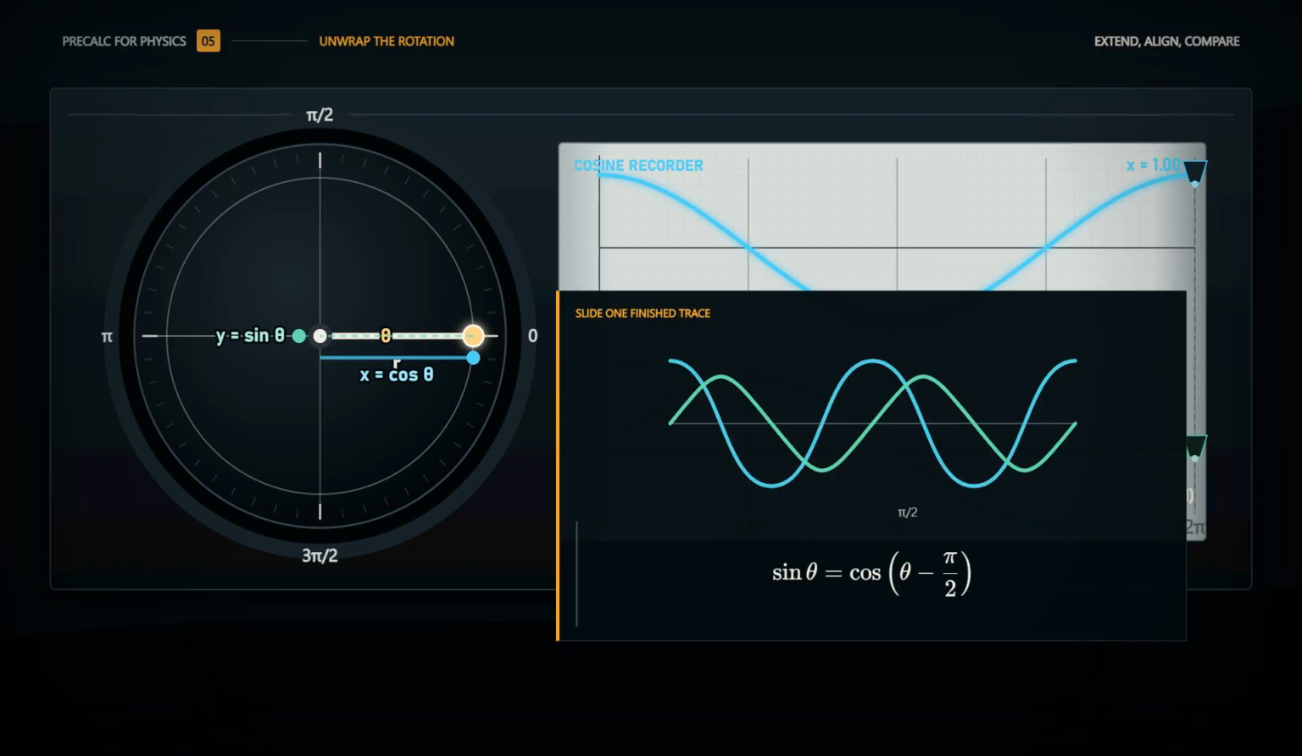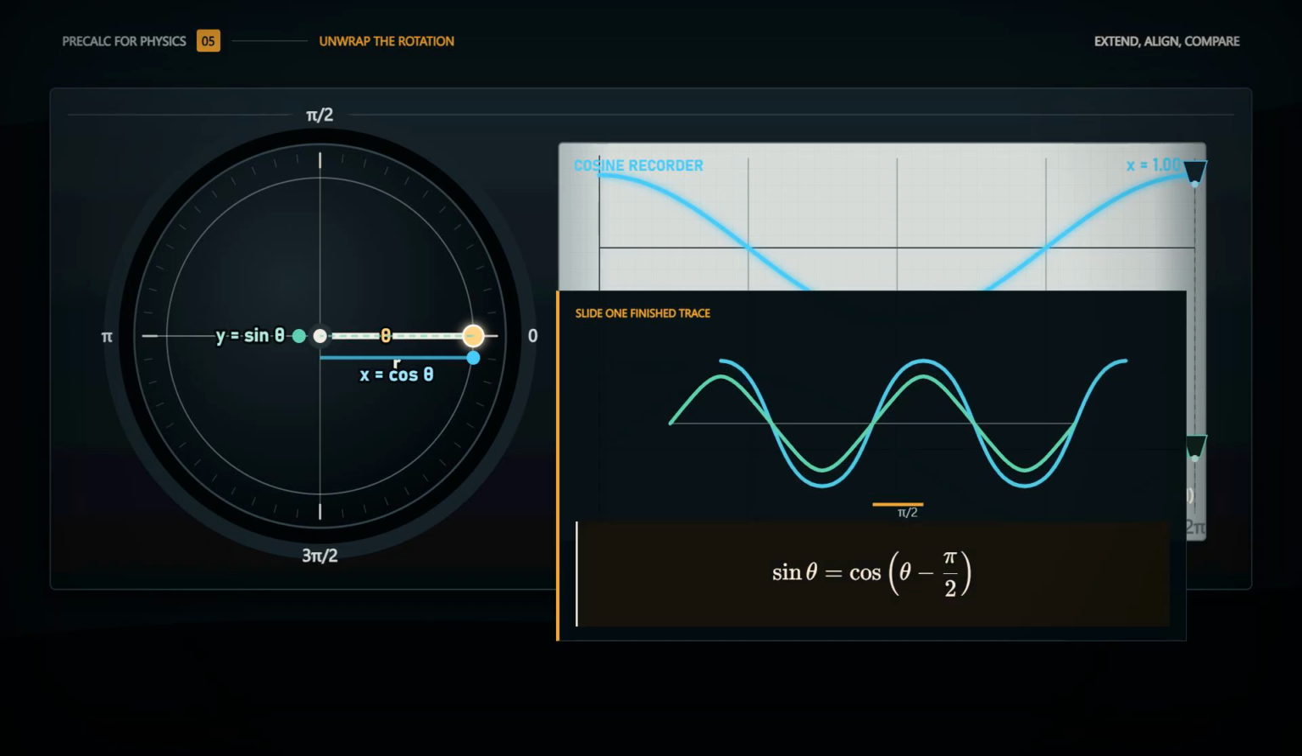Now align the two finished traces. The sine curve has the same shape as the cosine curve, shifted right by pi over 2 in the angle input. Point by point, sine theta equals cosine of theta minus pi over 2. The quarter turn separation comes from the two perpendicular projections.